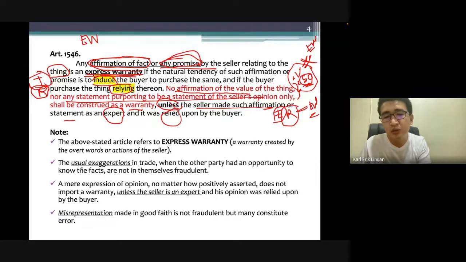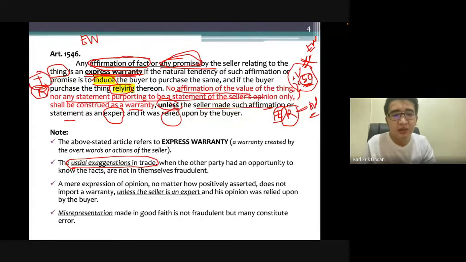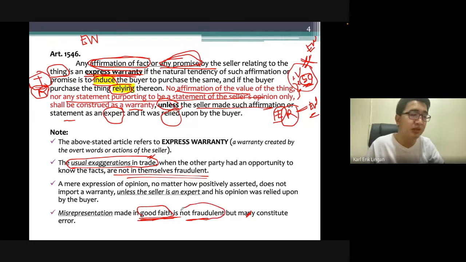Because, okay, usual naman yung exaggerations. Diba kapag nagbebenta yung salesperson, okay? Natural, malamang din naman na normal na yung medyo exage sila kapag magbenta. Okay? Pero normal na ito sa business transaction because sabi dito, these usual exaggerations in trade are not in themselves fraudulent. Hindi ibig sabihin fraudulent sila. Okay? Because this is of general knowledge na ganito ang mga salesperson. Okay? A misrepresentation made in good faith is not fraudulent but may constitute error. Okay? As long as that representation is made in good faith, it will not be fraudulent. Kasi akala mo din na ganito, akala mo ganyan. Okay? So that is express warranty under Article 1546.